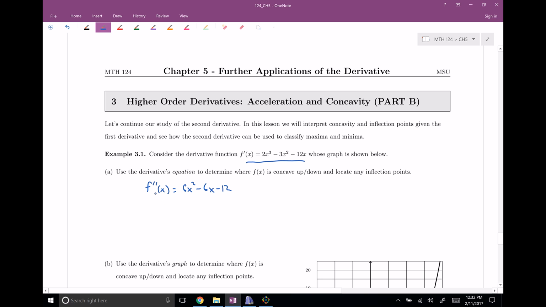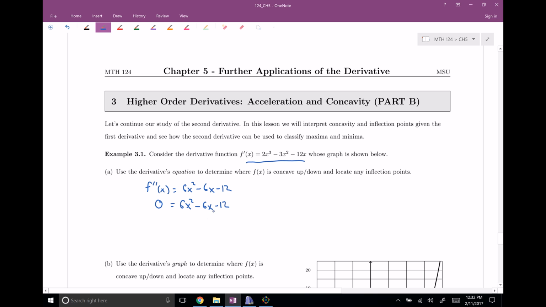If you're trying to identify inflection points, you want to know where the second derivative is undefined or when it is 0. Well, it's never undefined. There's no division, so you can't divide by 0. There's no square root, so you can't take the square root of a negative. There are no natural logs, anything like that. So the only hope for inflection points is when this is equal to 0. So I'm going to set it equal to 0 and see what happens.